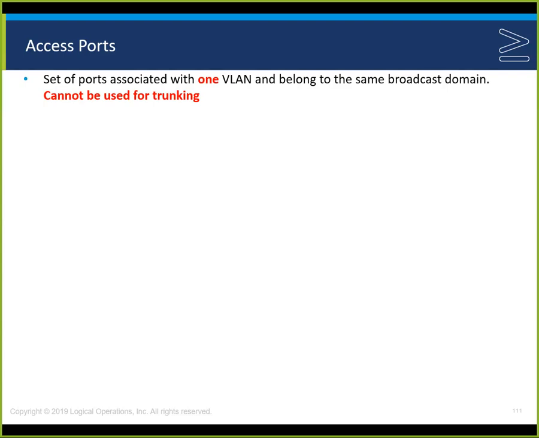The ports belong to one VLAN and belong to the same broadcast domain. Again, hopefully we saw those things a little earlier. They cannot be used for trunking, and we did configure a trunk. If we configure one port as switchport mode access, manually configured, and the other one as switchport mode trunk, it gets really confused, doesn't know what to do, and basically winds up doing nothing. The commands are switchport mode access, switchport nonegotiate.